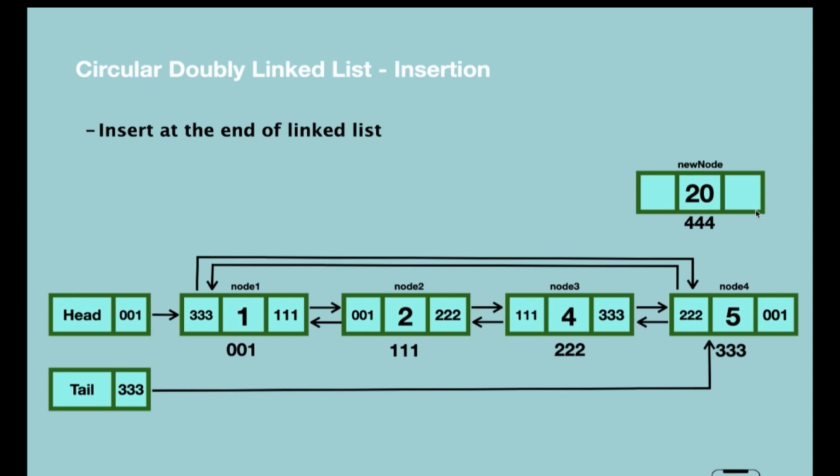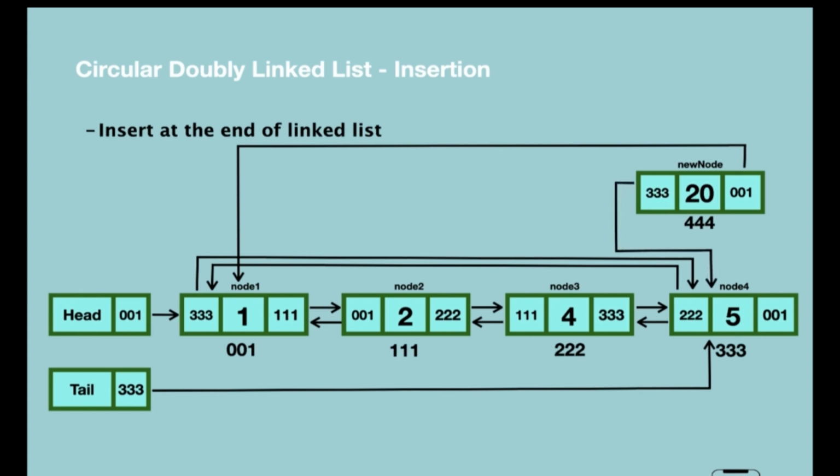So the first step here is we will update the next reference of this node to point to the first node. So we know that the first node's physical location is 001. So by updating the next reference to 001, we are creating a link between new node and node 1 over here. Then the next thing is we need to create a reverse link between new node and node 4 here. So we know that the node 4's physical location is 333. So if we update previous reference of new node to 333, it will create a reverse link between new node and node 4 over here.